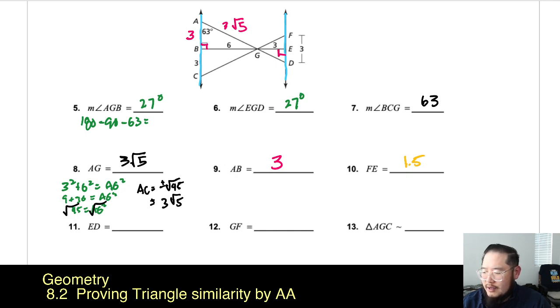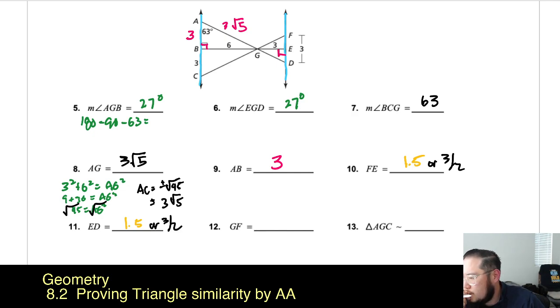Let's go ahead and move on. E to D right there, that will also be 1.5 or 3 over 2. You take your pick. I think Big Ideas might have had it as 3 over 2 because we take 3 and divide it by 2. Next up, we have G to F. All right, so G to F right there. Let's see.